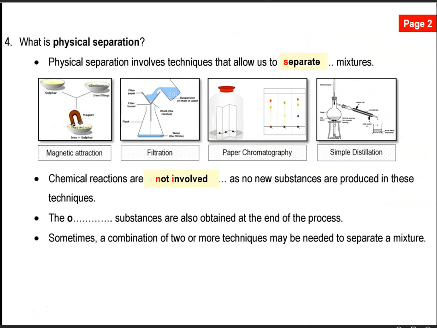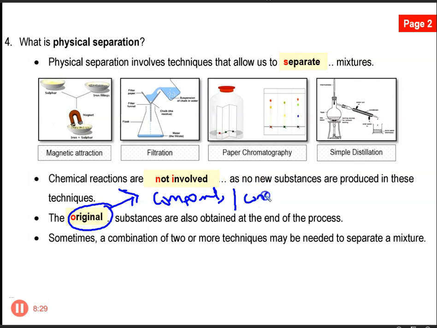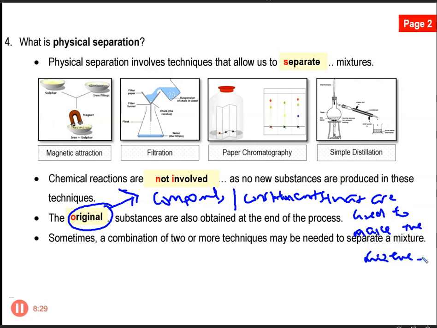Now, what do we say? We say basically the original substances are obtained at the end of the process. What do we mean when we talk about original? Original substances means either the compounds or the constituents, that means the ingredients, for lack of a better word, the compounds or the ingredients that are used to make the mixture.